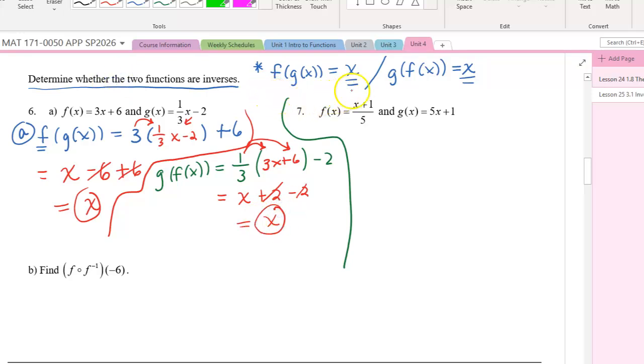So because I have f of g of x is equal to x, and g of f of x is equal to x, I can conclude, and in mathematics we use 3 dots to say therefore, f and g are inverse functions.